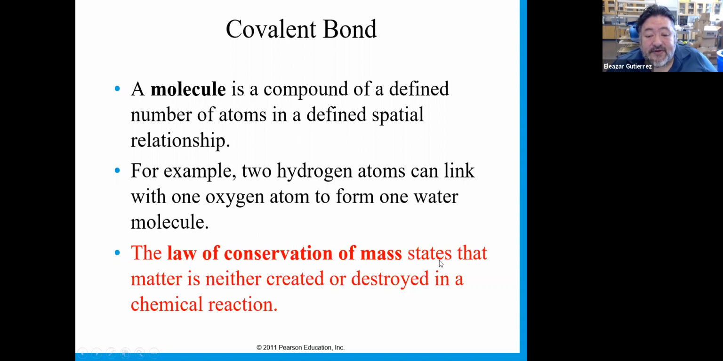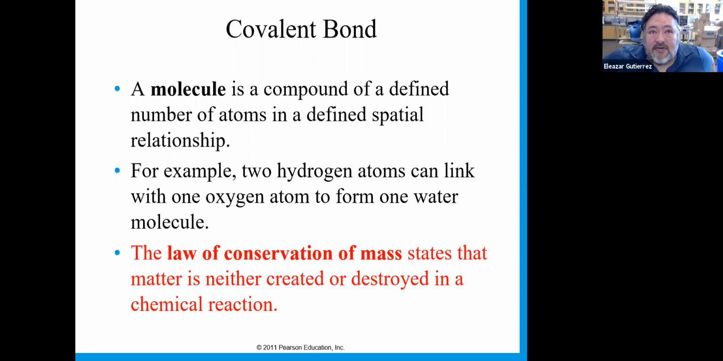The law of conservation of mass states that matter is neither created nor destroyed in a chemical reaction. Why is this significant? This is significant because if you're carrying out a reaction in the body or anywhere in the world, what you end up with has to have the same number of atoms that you started out with. If you didn't, somebody didn't take accounting very properly. So whatever you come out with needs to equal what you started out with.